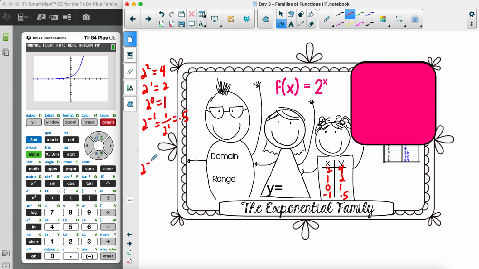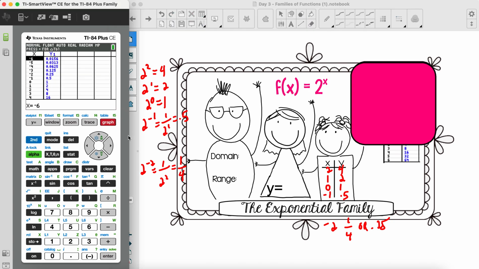Let's do another one. 2 to the negative 2 is the same as 1 over 2 to the positive 2, which is going to equal 1/4. So again, notice when x was negative 2, y was still a positive number. It's 1/4 or 0.25. Okay, so what's happening is it's getting closer and closer. That's showing this is getting closer and closer to 0. That's what these numbers are doing, but it's never actually going to hit 0.